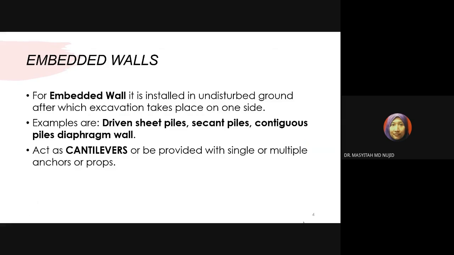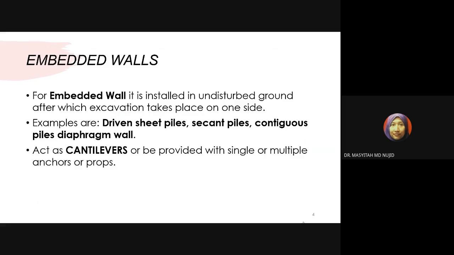Embedded wall is installed in undisturbed ground, after which excavation takes place on one side. For example, driven sheet pile, secant piles, contiguous piles, diaphragm wall. And the embedded walls act as cantilevers or are provided with single or multiple anchors or props.